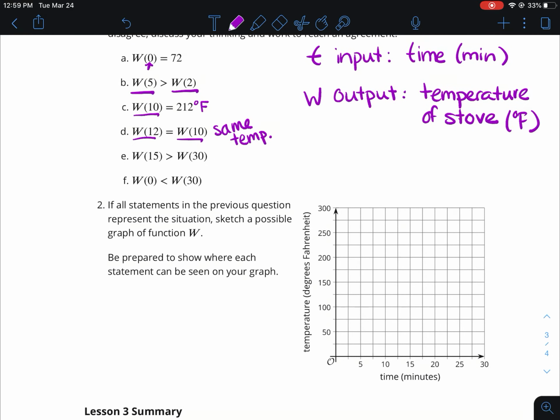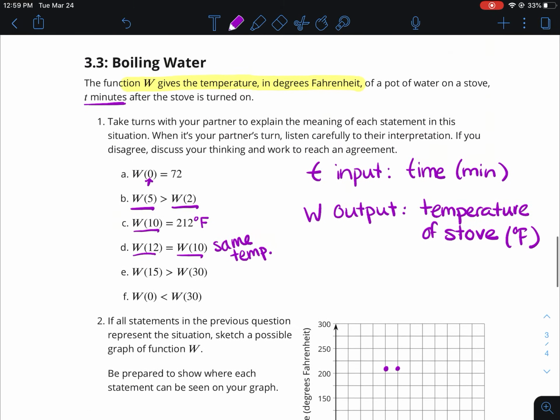So I'm going to put in first the ones we know for sure. So 72 degrees it started. W of 10 is 212. So we're going to put that in here, right about 212. W of 12 is the same as W of 10. So that would be right about here. And it probably stayed 212.